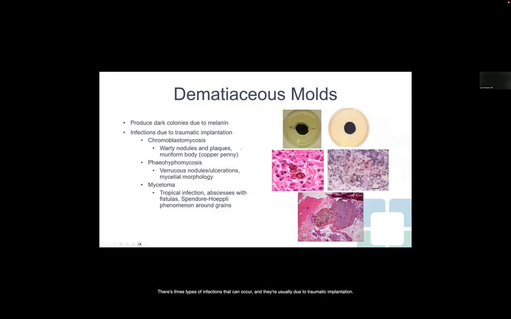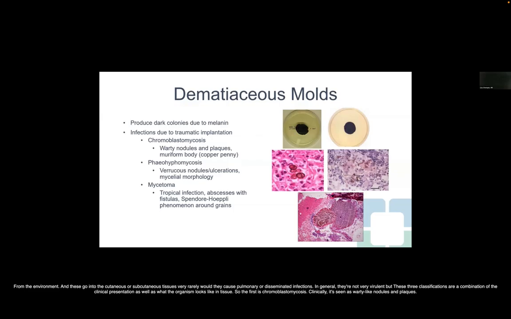There's 3 types of infections that can occur, and they're usually due to traumatic implantation from the environment. And these go into the cutaneous or subcutaneous tissues. Very rarely would they cause pulmonary or disseminated infections. In general, they're not very virulent. But these 3 classifications are a combination of the clinical presentation as well as what the organism looks like in tissue. So the first is chromoblastomycosis.